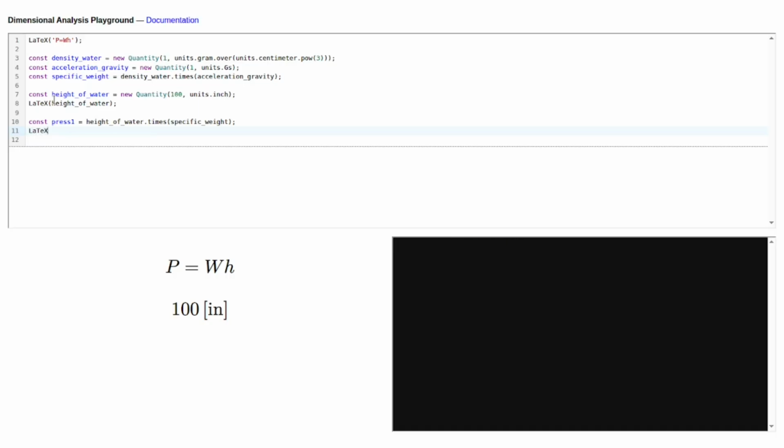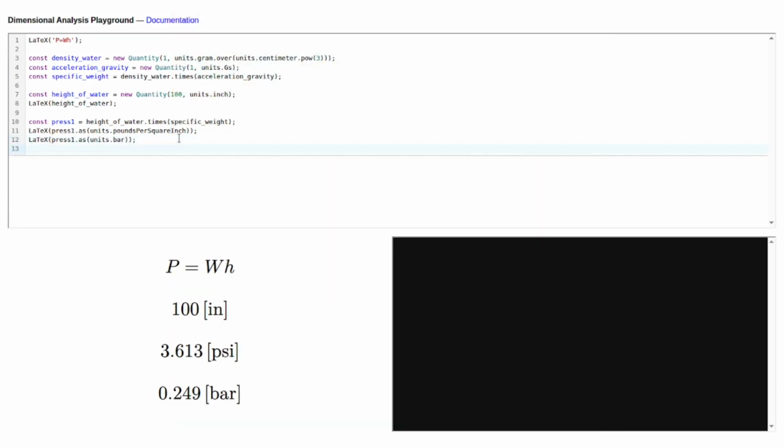And so let's display it. So now we know that our final pressure is 100 inch gram g per cubic centimeter. Pretty obvious, right? I think to most people, this doesn't look like a pressure at all. This is one where we should convert it to something else, like PSI. We could convert this to something else, like bars. And now this makes a lot more sense. With 100 inches of water, the bottom of the tank is about 3.6 psi or 0.2 bar.